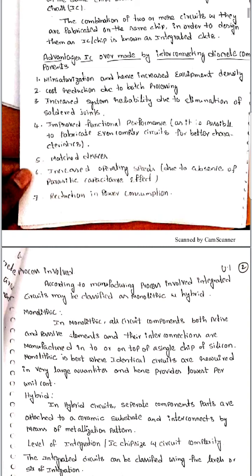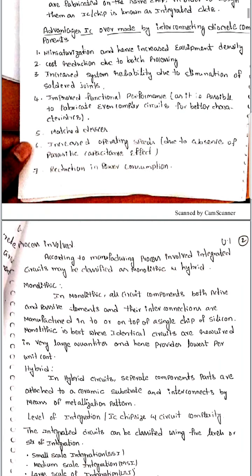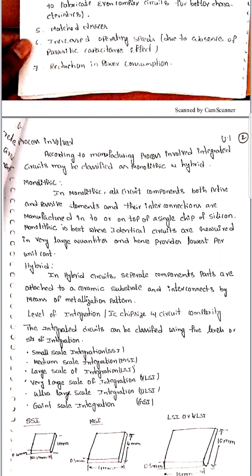Advantages of ICs over interconnecting discrete components: miniaturization and hence increased equipment density; cost reduction due to batch processing; increased system reliability due to elimination of soldering joints; improved functional performance, as it is possible to fabricate even complex circuits for better characteristics; matched devices, increased operating speed, and finally, reduction in the power consumed.